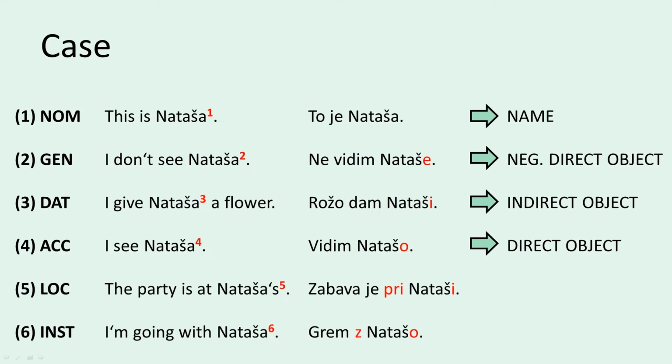The dative is used with indirect objects. The most important verb to keep in mind here is to give. In the sentence I give Natasha a flower, Natasha is the indirect object and a flower the direct object. Incidentally, if you remove the last two letters from dative, you're left with dati, and dati is the Slovene verb to give. So remember the dative for dati or to give.